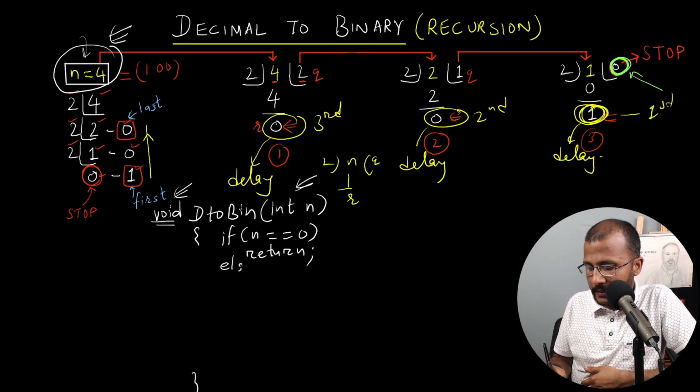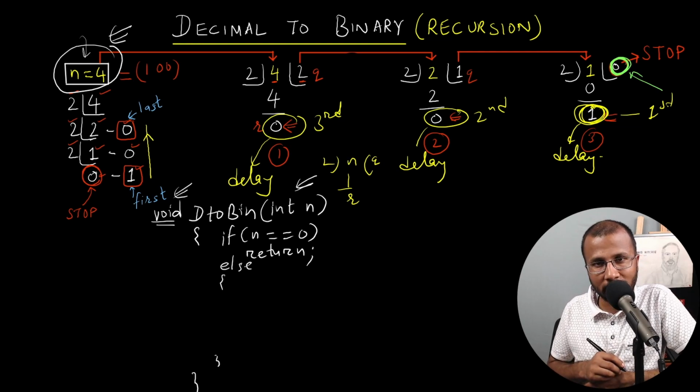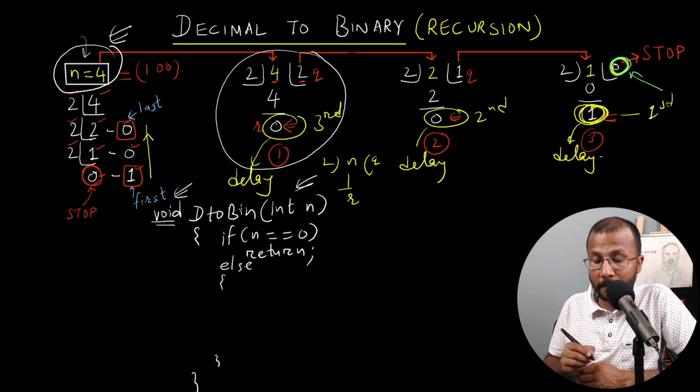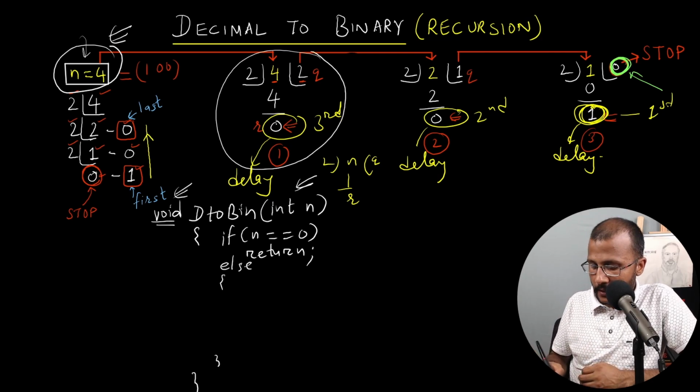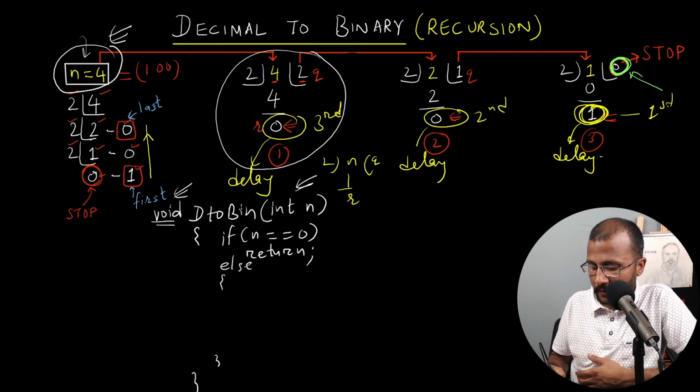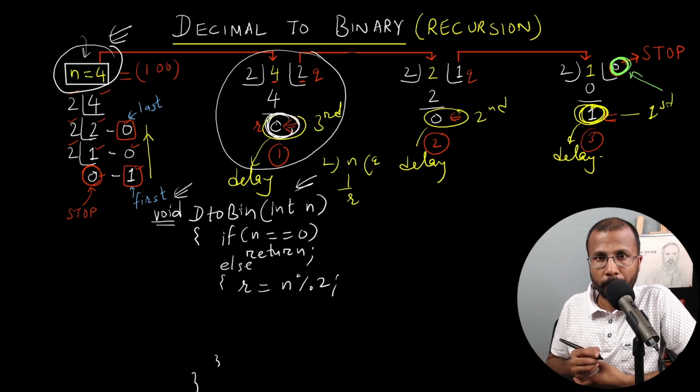Whenever n is 0, I'll just stop the recursion here. Else I'll have to write some code to find the remainder and display it. So if it is not the base case, I divide n by 2 and catch hold of the remainder. Let's say I have one variable r to store my remainder. So I'll write r equals n mod 2. I'm just finding this remainder here. Here the remainder is 0, right?